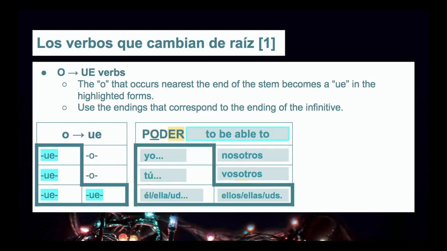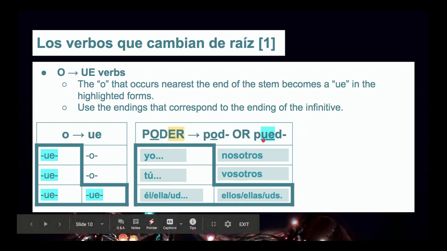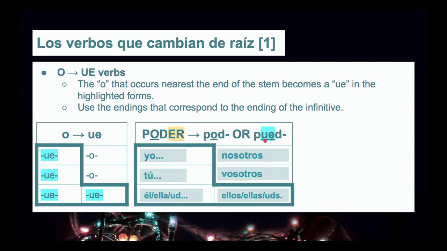Poder is a stem-changing ER verb. If we follow the regular rules of conjugation and drop the ER ending, we are left with POD as a stem. However, in some forms, that O must become UE. Let's use those two stems to conjugate poder in the present tense.